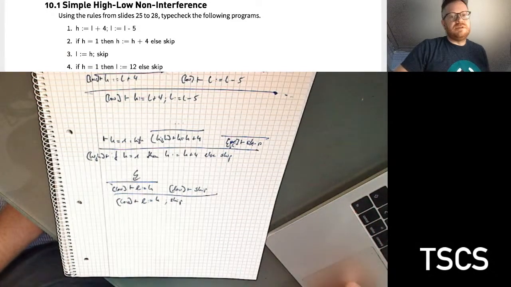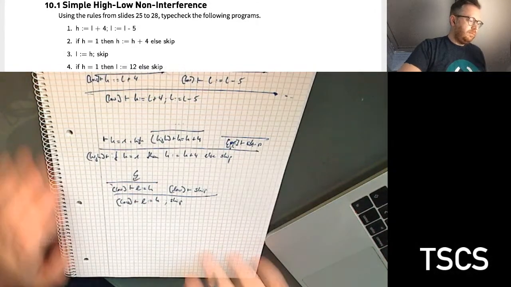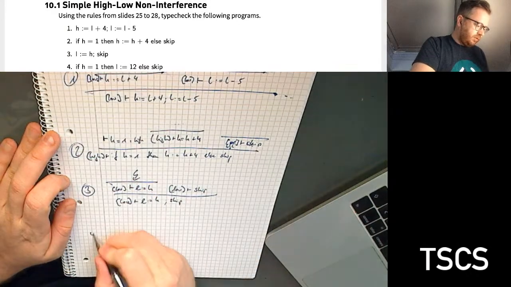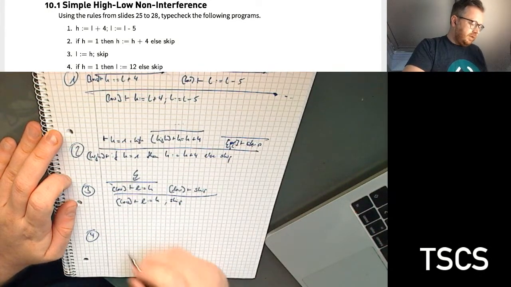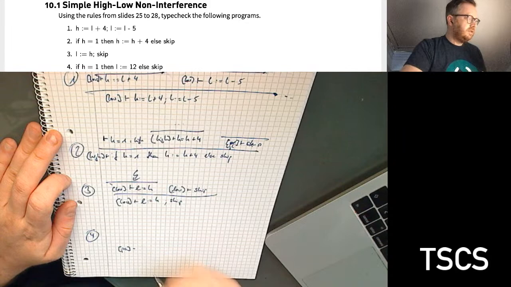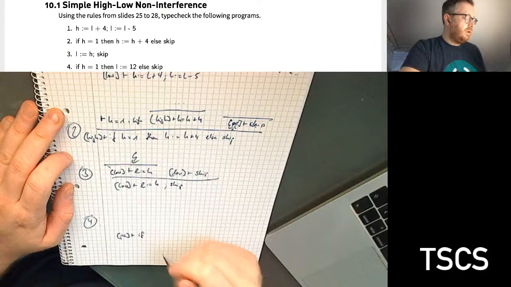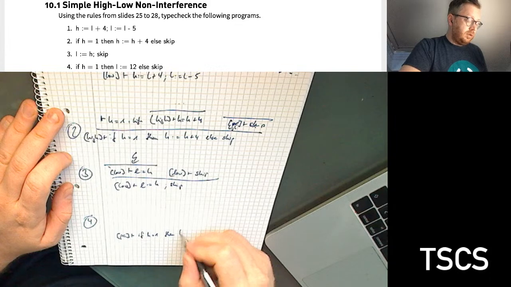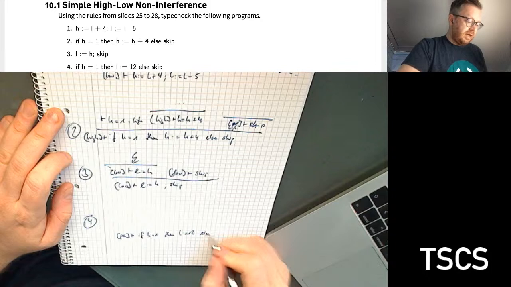Okay, next one. Oh, it's still on there. That's good. So that was 1, 2, 3. No, wait, 4. Okay. So let's be rather pessimistic here. Start with just PC. So this is the target context, and it's if H equals 1, then L is assigned to 12, else skip.